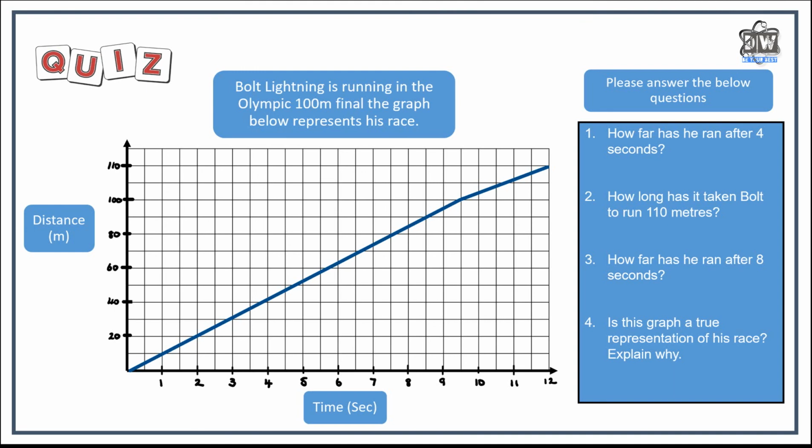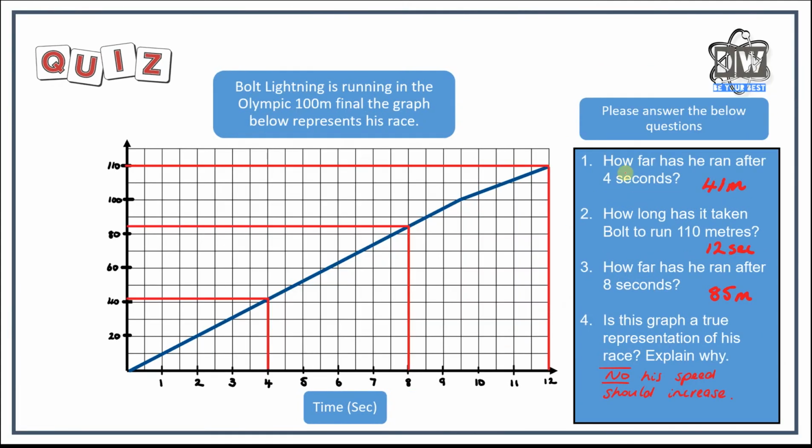All right, everyone, here we go. Here goes the answers. Let's quickly go over the question, though. Bolt Lightning is running in the Olympic 100-metre final. The graph below represents his race. Distance in metres, time, both starting at 0, which is the origin. And let's go through the answers now.